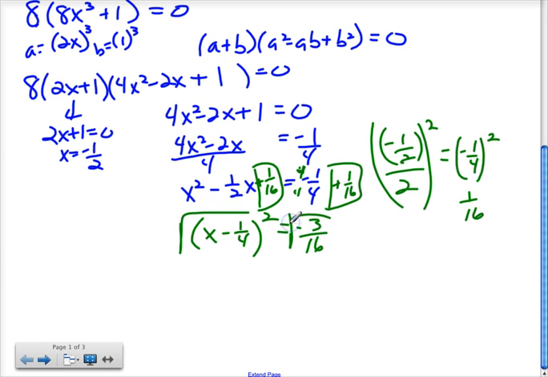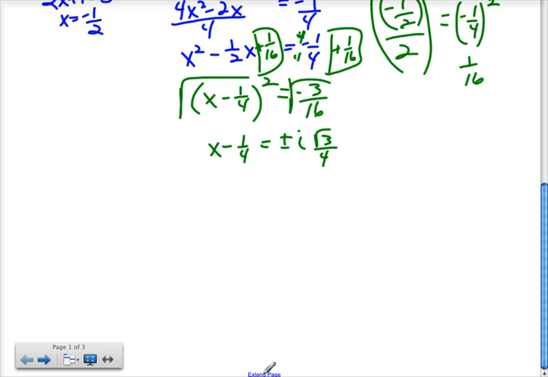Square root of both sides. And x minus 1/4 equals plus or minus. We have a negative, so we're going to have i square root of 3 over 4. And again, we can reverse that when we're moving the 1/4 over. So we add 1/4 to both sides and make this the square root of 3 over 4i when we do that.